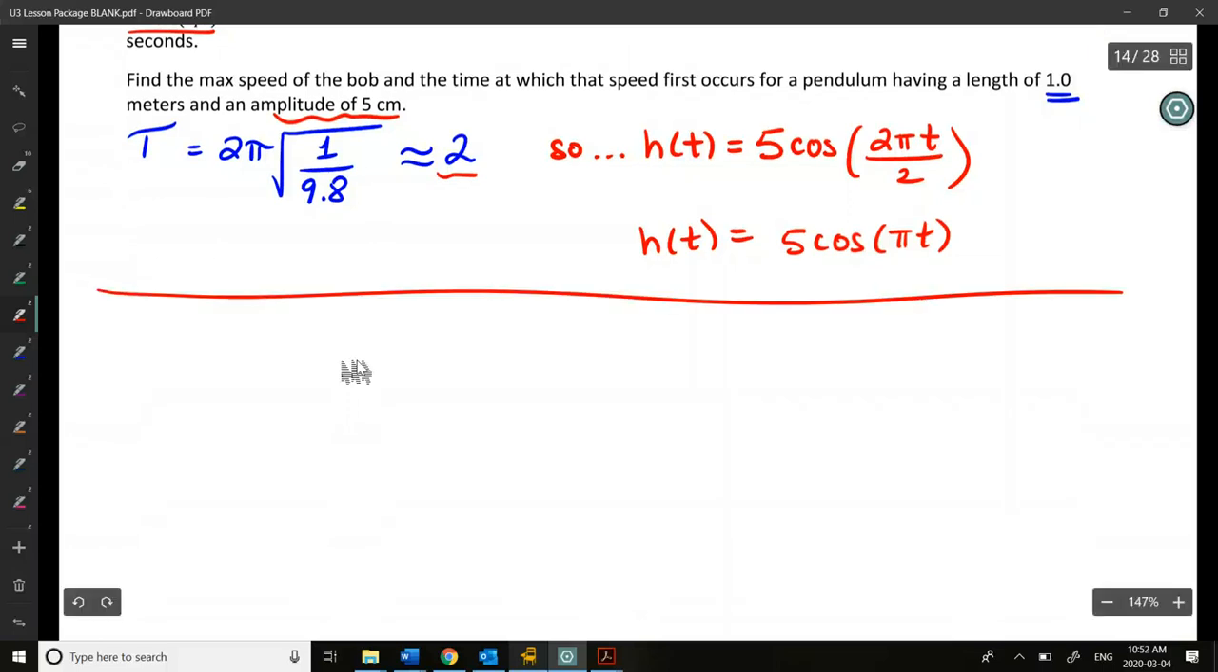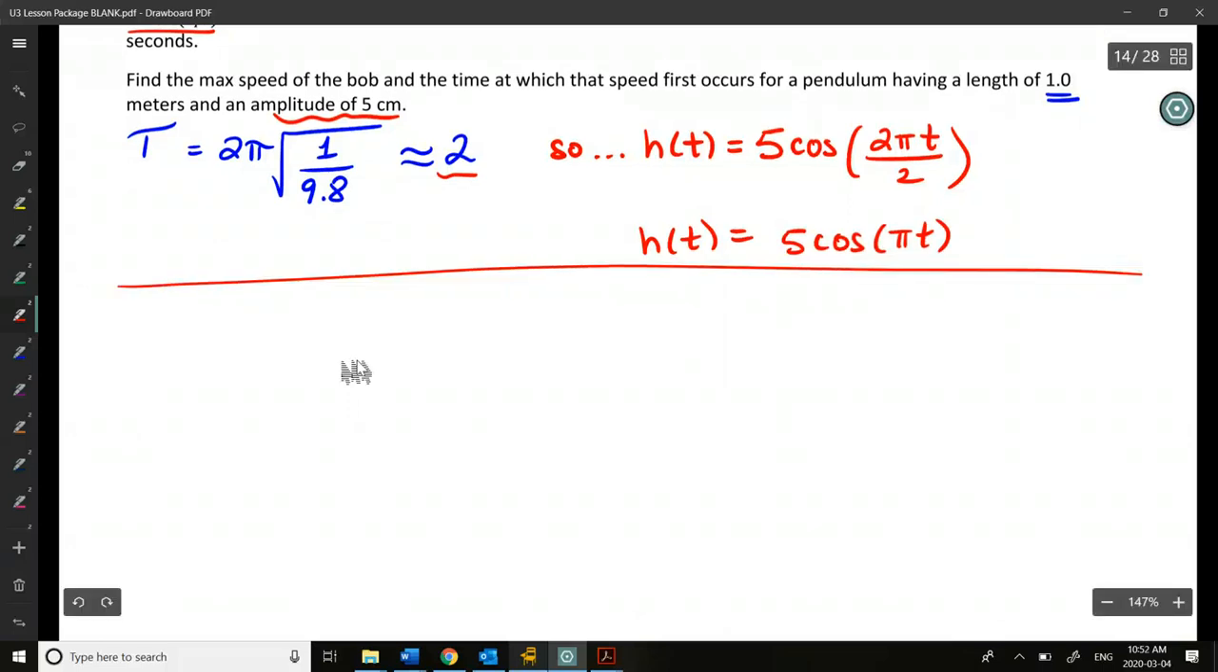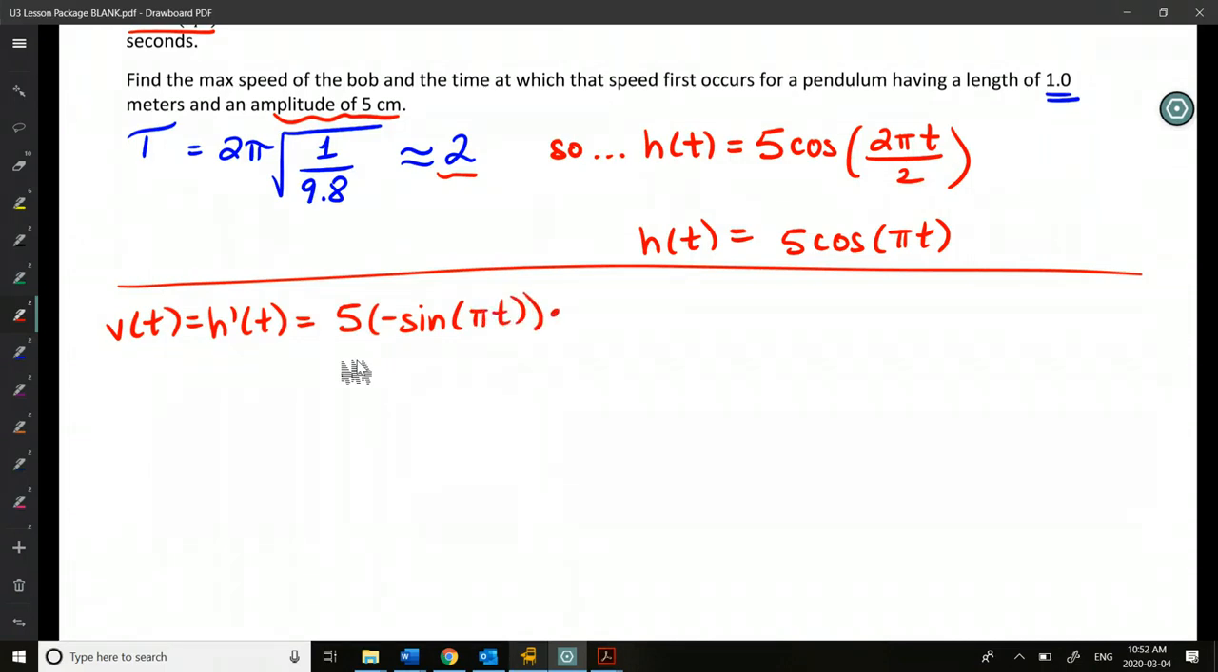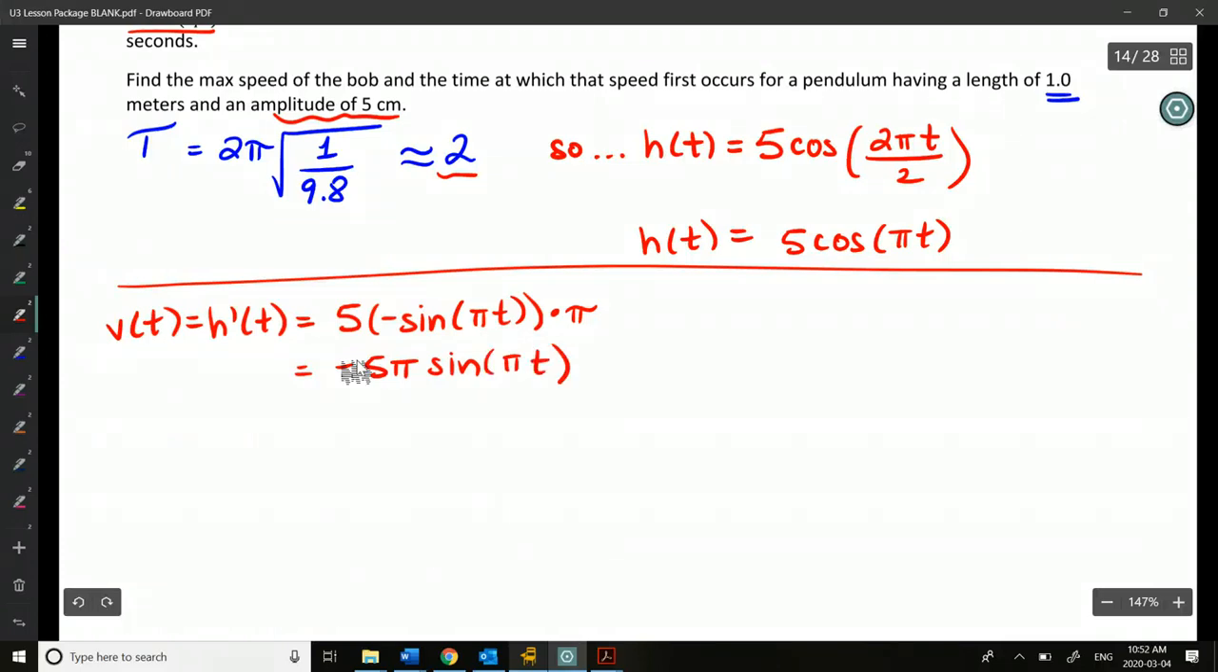So if I'm looking for maximum speed, I am interested in the velocity function, which I will find by doing h prime. So this is going to give us, using the constant multiple rule, negative sine of pi t. And then you need to multiply by the derivative of pi t, which will be pi. So we'll get negative 5 pi sine of pi t.